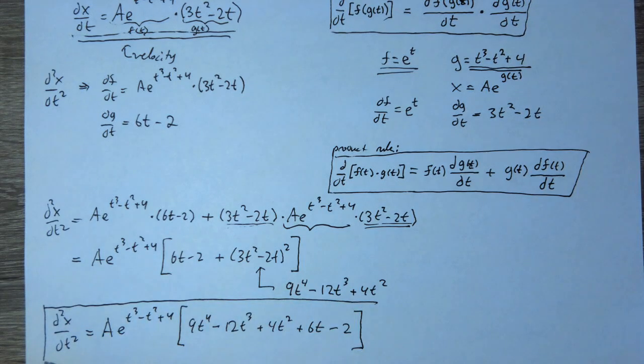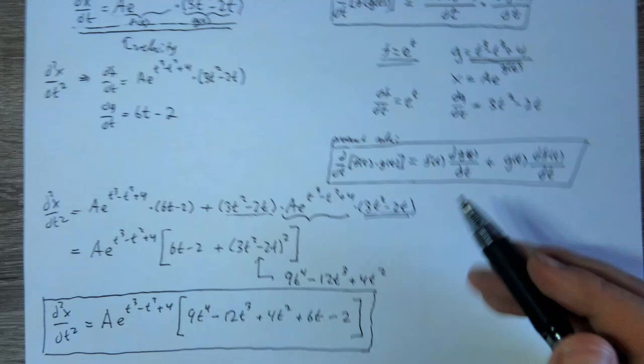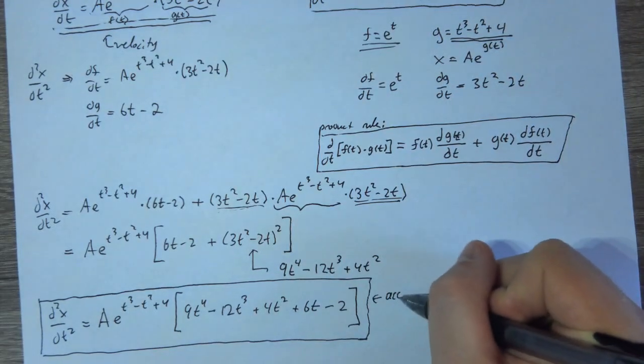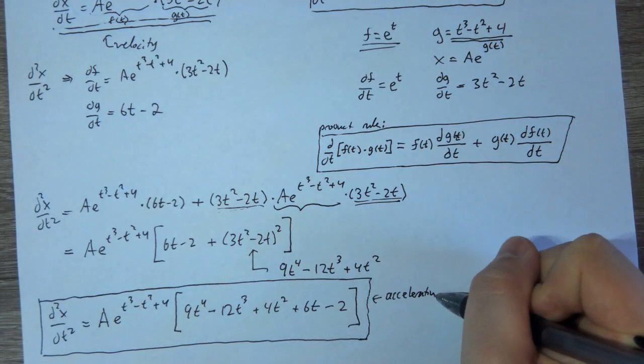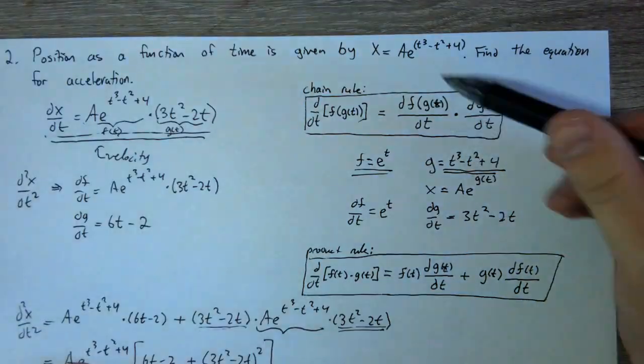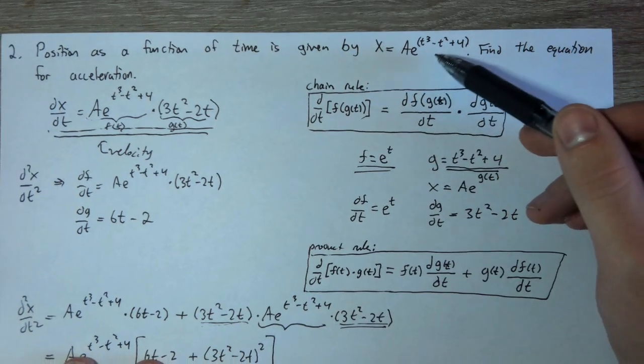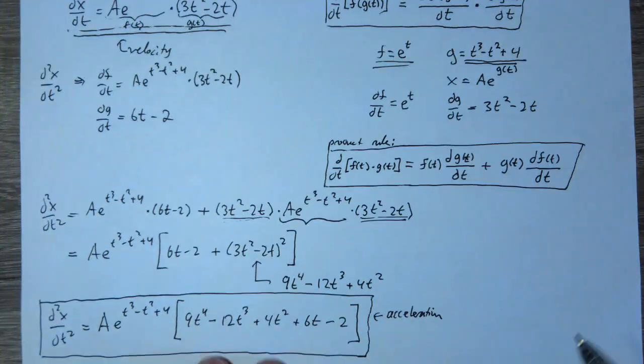So if you knew the constant a and you knew what time you wanted to solve for your acceleration, then you could plug those into this equation and you would be able to find that based off how the position changed with time according to this function. And so those are how you solve these problems.